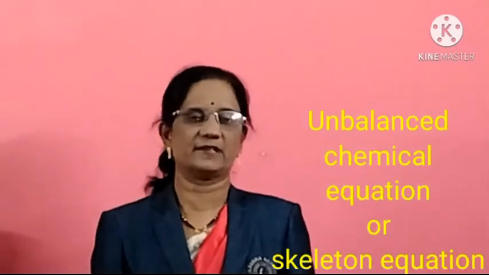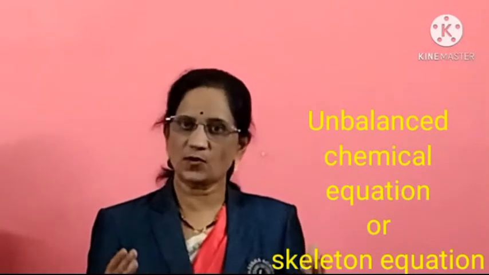And students, opposite to this balanced chemical equation is the skeletal equation. It is also called an unbalanced chemical equation. In this chemical equation, the total number of atoms on the reactant side is not equal to the total number of atoms on the product side. That's why this is called an unbalanced chemical equation, or it is also called a skeletal equation.